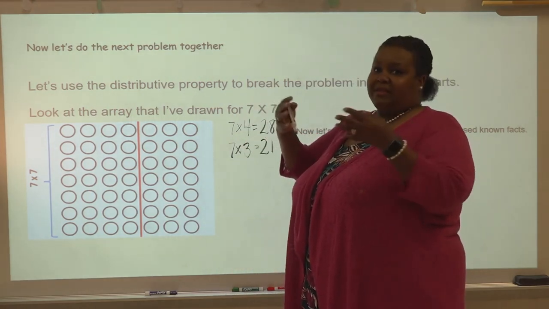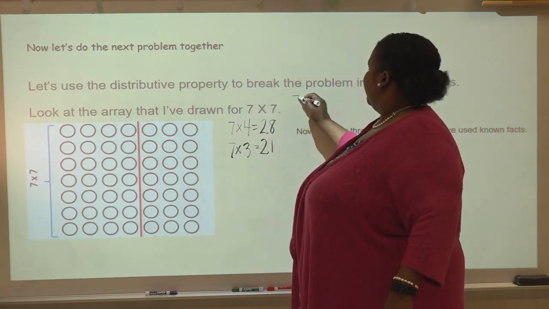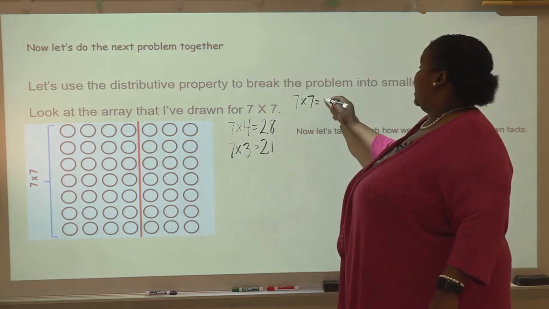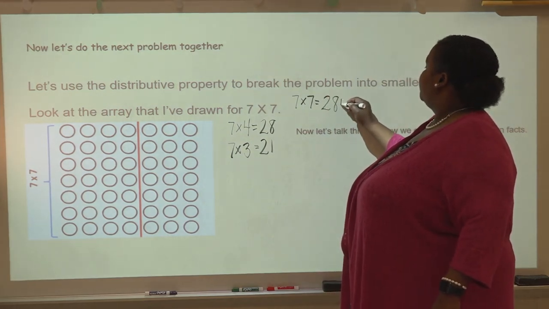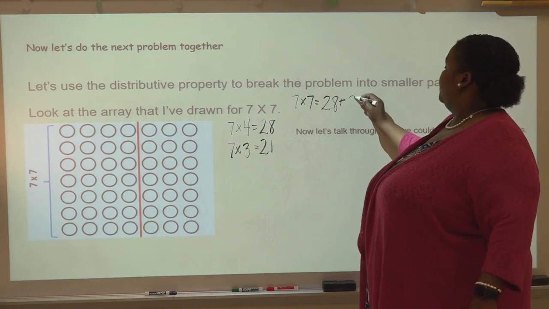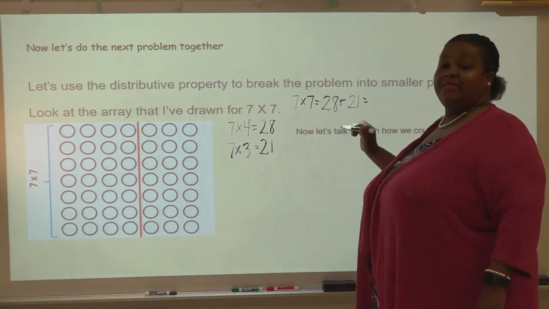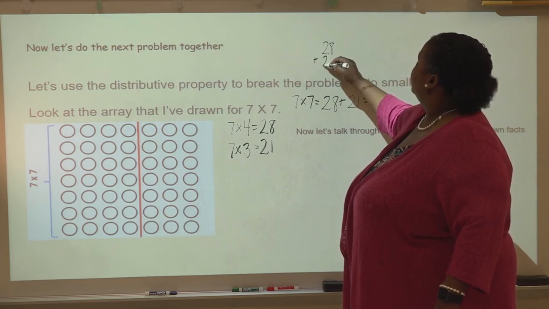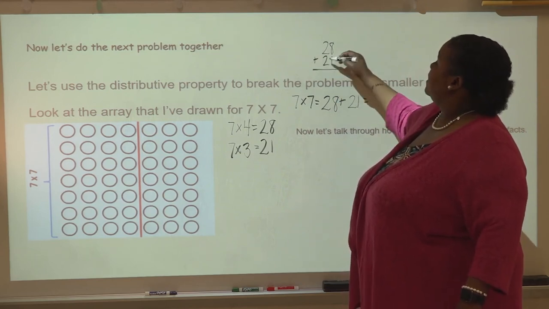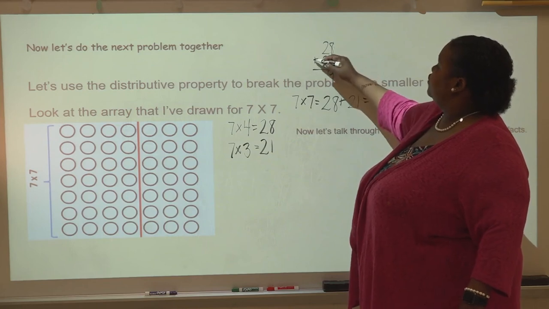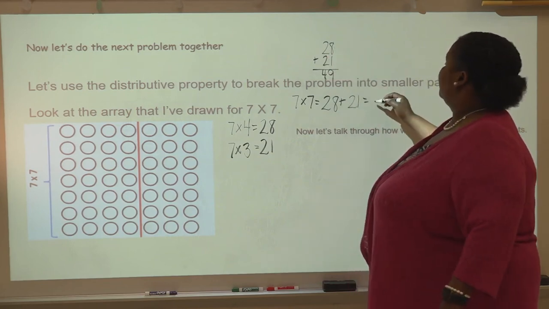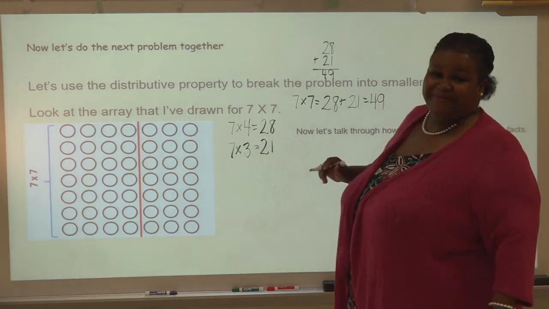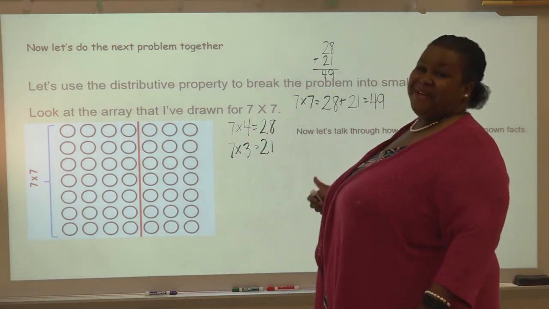Now I'm going to put it back together again. 7 times 7 is equal to 28 plus 21. When I add those two, I'm going to put it up here. 28 plus 21. 8 plus 1, 9. 2 plus 2, 4. Equals 49. Did you think the answer was 49 too? Give yourself a thumbs up.